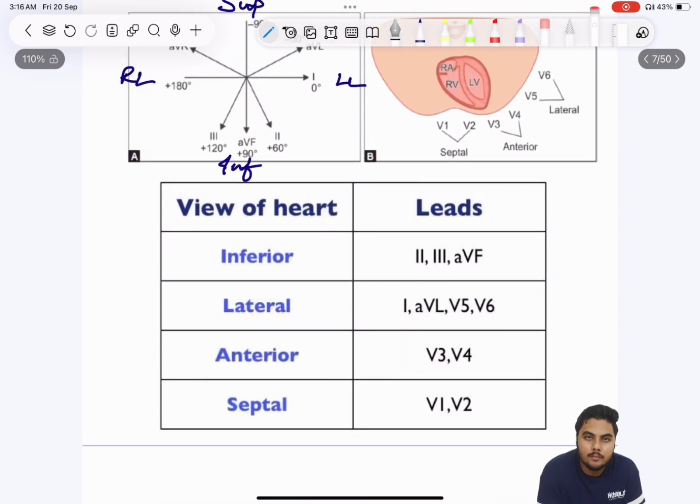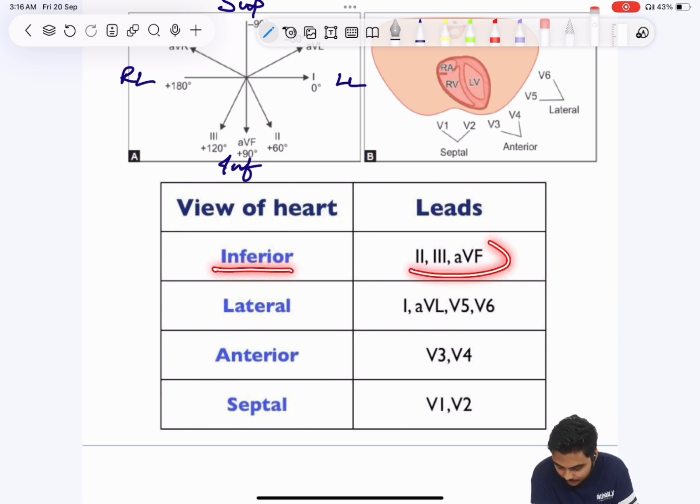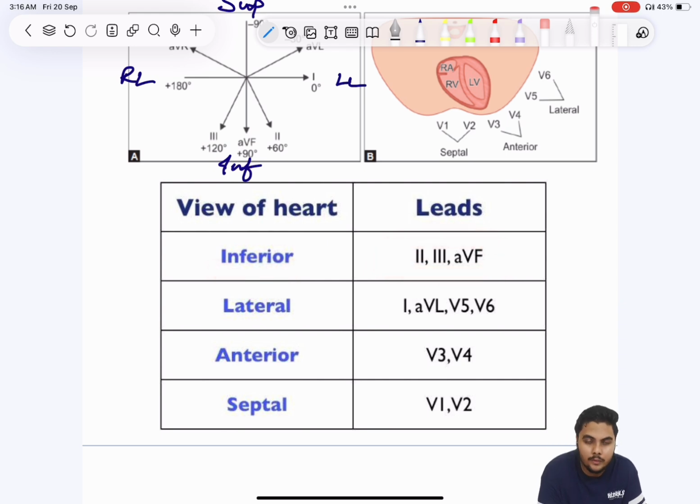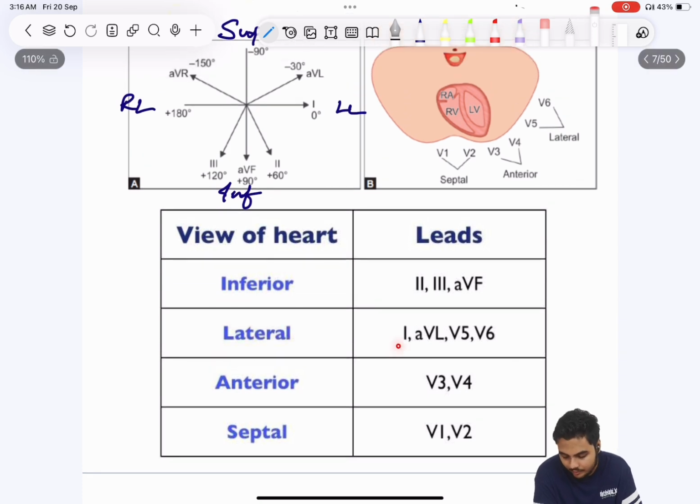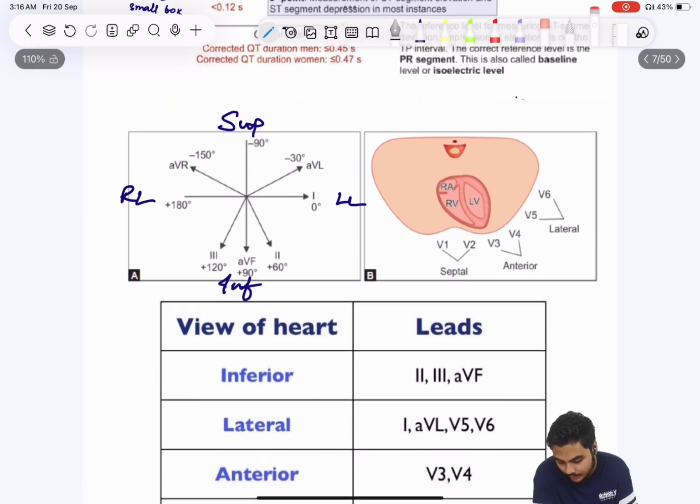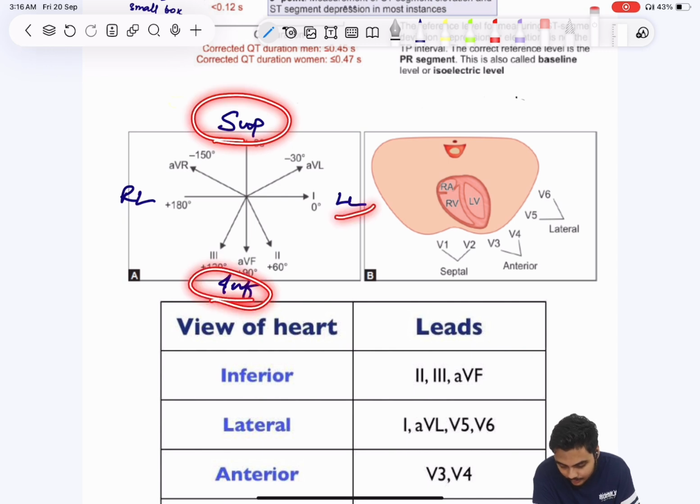For each and every surface of the heart, we have leads that correspond to them. For example, for the inferior surface of the heart, we have leads 2, 3, and AVF. So whenever there is a pathology in the inferior surface of the heart, there will be a corresponding change in the inferior leads, which are lead 2, lead 3, and AVF. Similarly, for the left lateral side, we have lead 1, AVL, V5, and V6. For anterior, we have V3, and for septal, we have V1, V2.